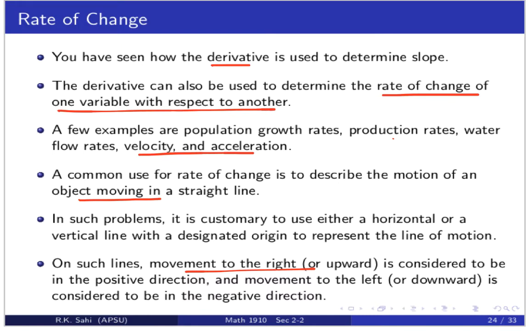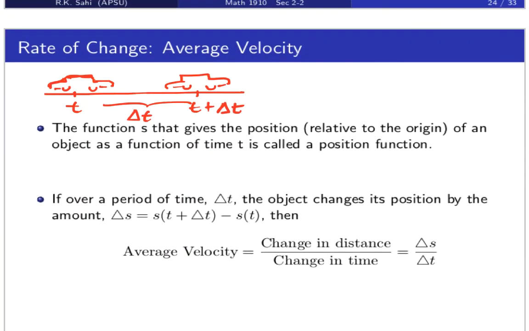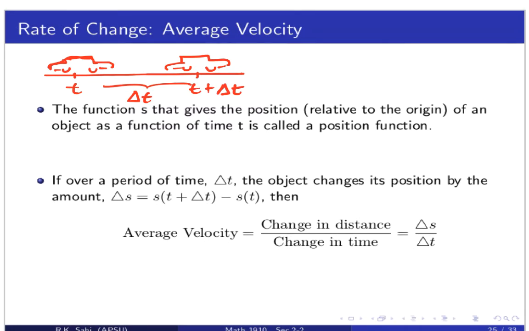So let's start with average velocity. You can think of this horizontal line as a road, and there's a car at time t. And after a certain time, the car moves and is now at a new position. Suppose this position was A, and after t plus delta t, it has moved to a new position B. So this function s, which gives the position of an object as a function of time, is called the position function.